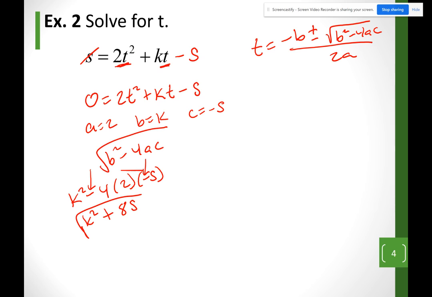All right, so let me do the whole formula now. t equals negative b. So I'm just going to write negative k plus or minus the square root of k squared plus 8s, all over 4. Right? 2 times a. Well, now a is 2, so 2 times 2 is 4. That's it.